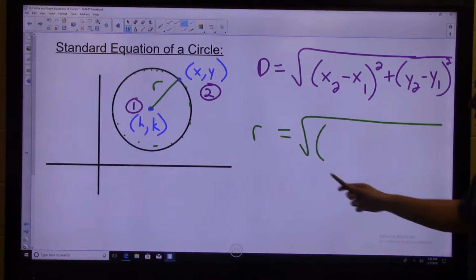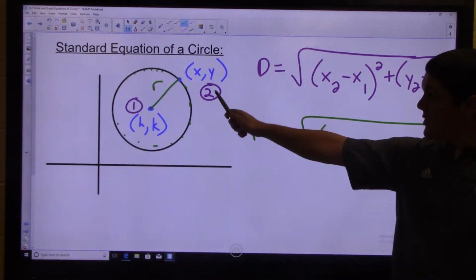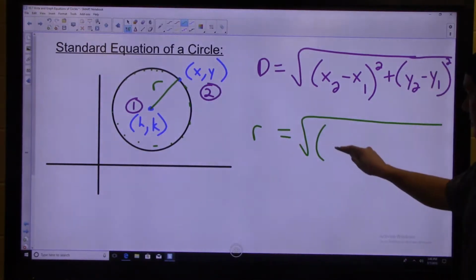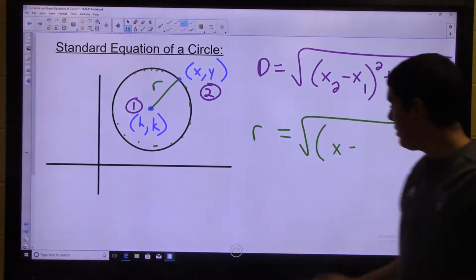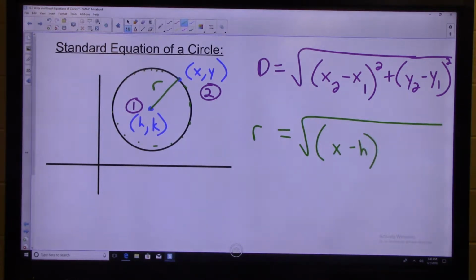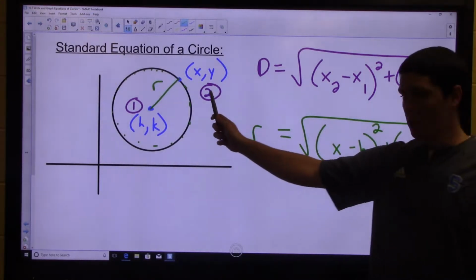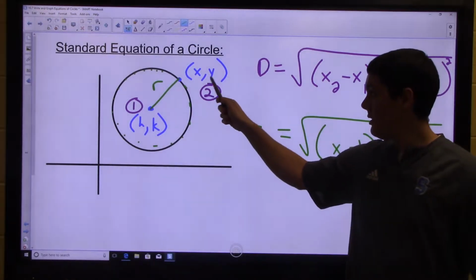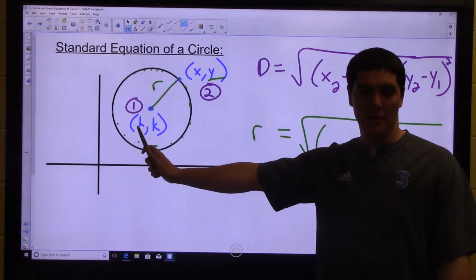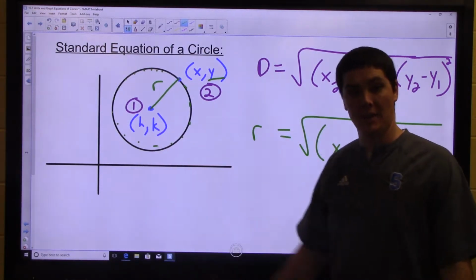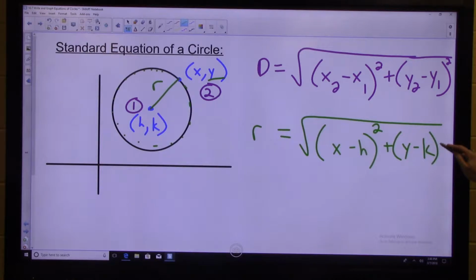Again, I just want to point out that for point 2, the x coordinate is x. What is the x coordinate for point 1? Hopefully you said h. So it's going to be x minus h, squared. Let's keep going and fill in the formula. Now, what is the y coordinate for the second point? The answer is y. And what is the y coordinate for the first point? The center is h comma k, so k is the y coordinate for the first point. And we fill in the formula, squared.